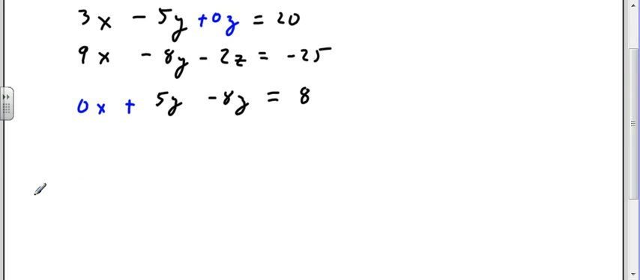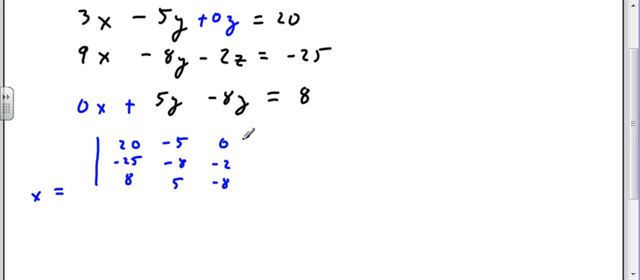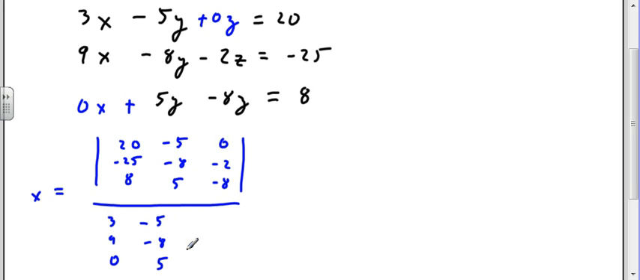All right, so I say, well, gee, x is going to be 20 minus 25, 8. Minus 5 minus 8, 5. 0 minus 2 minus 8. And on the bottom, 3, 9, 0. Minus 5 minus 8, 5. 0 minus 2 minus 8.